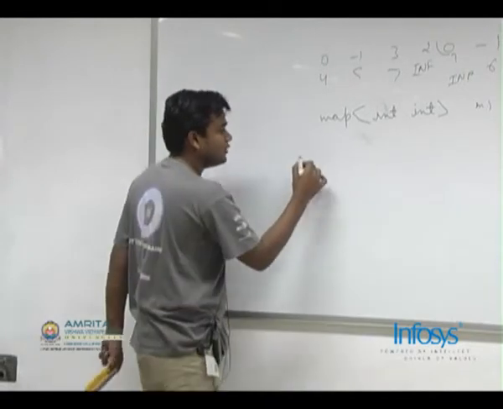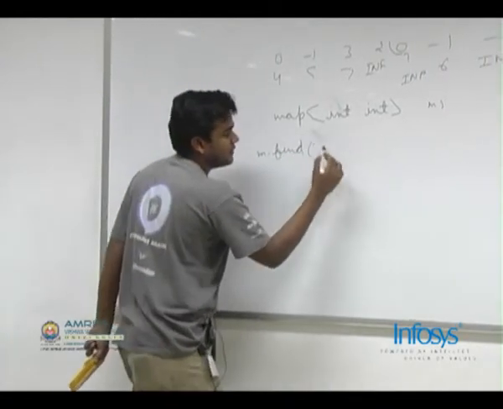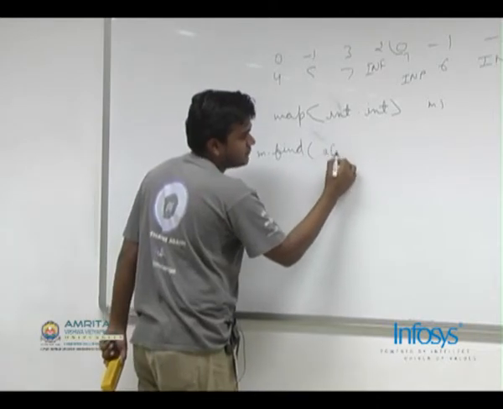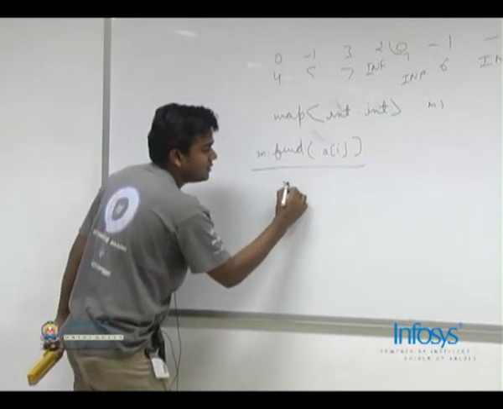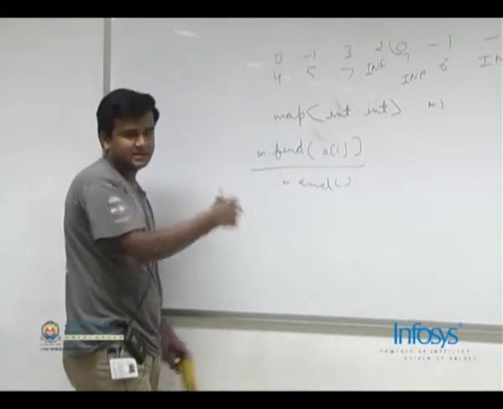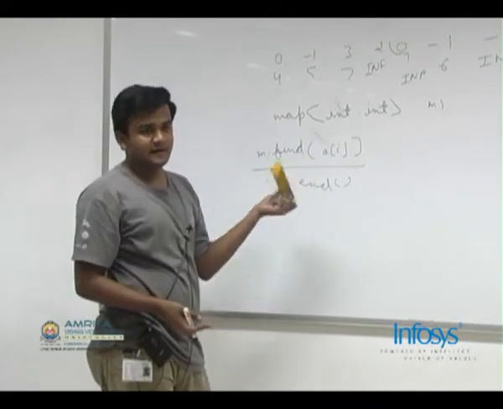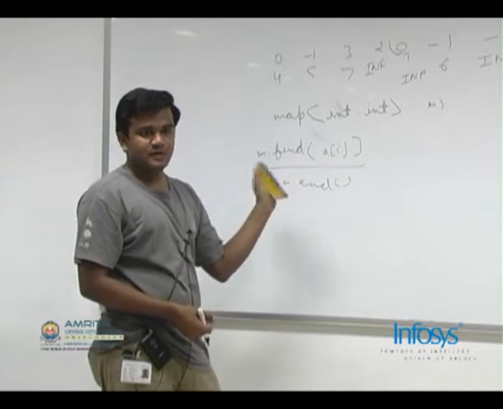Yes, you can use if m dot find of some number, let's say A of i. This will either return m dot end, in which case this is not present, otherwise it will return the iterator where it's present. In our case we are not using the position, we are simply checking, so you can use this.